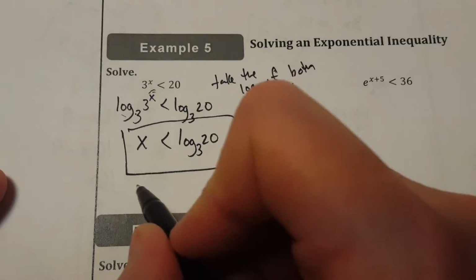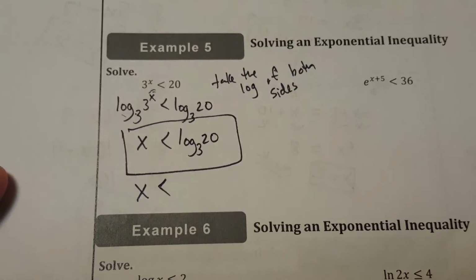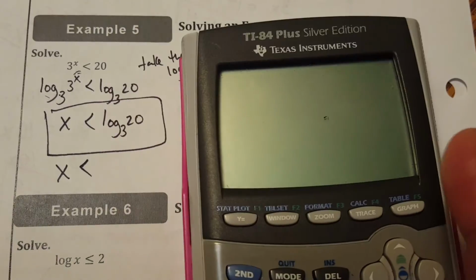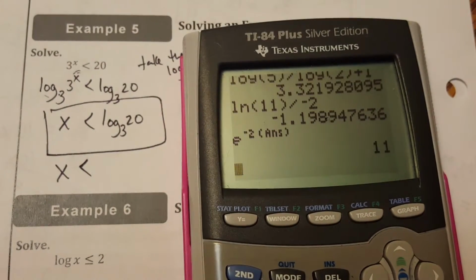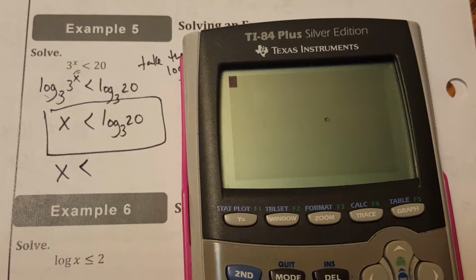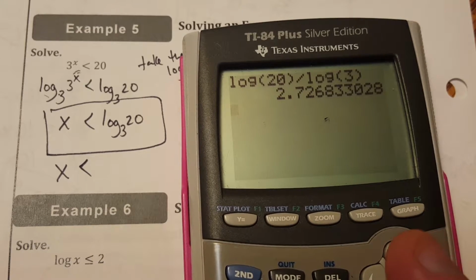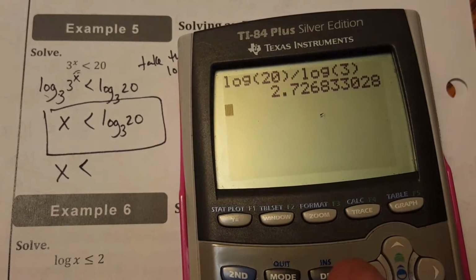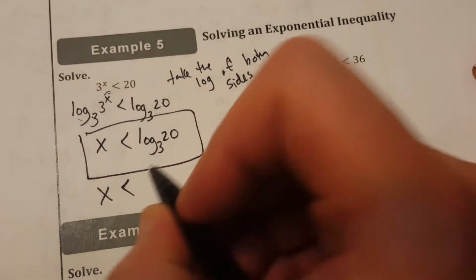You can also use your change of base formula to get an approximation. So it would be the common log of 20 divided by the common log of 3. So it's 2.727 approximately.